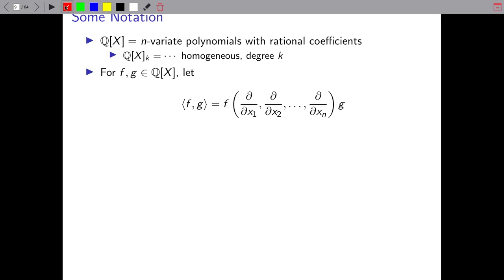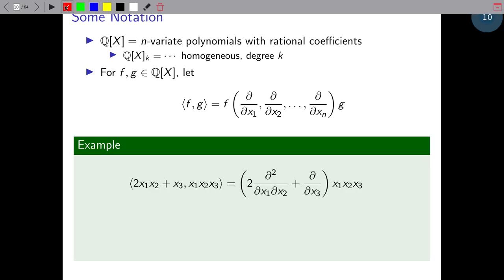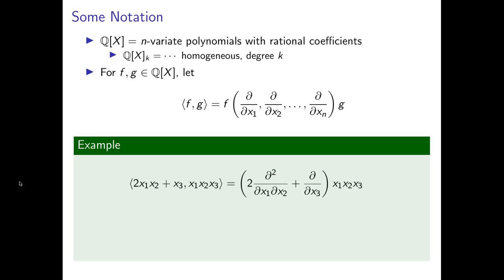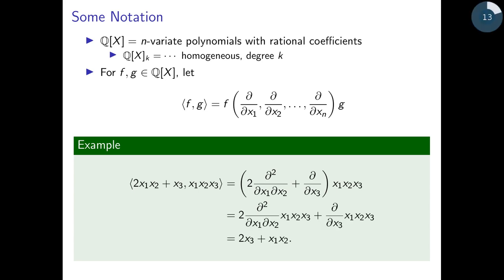I'm going to use this notation a lot, so let me just make sure it's clear with a quick example. If f is equal to 2x1x2 plus x3, and g equals x1x2x3, then just replacing these variables in f, we get this partial differential operator here. And at this point, you just differentiate g using the ordinary rules of differentiation, and you get 2x3 plus x1x2.